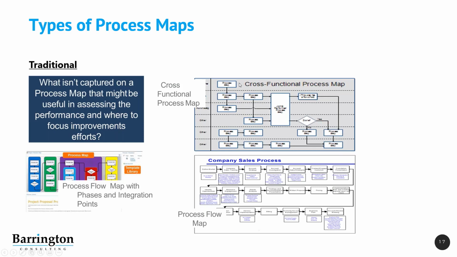And then of course we have the one up here, which is the cross-functional process map, sometimes referred to as a swim lane process map. And so what we have here is each of the different swim lanes, right? If you think of this, it kind of looks like a swimming pool with the lanes in it. So in this lane, we know exactly who is conducting those activities, all right?